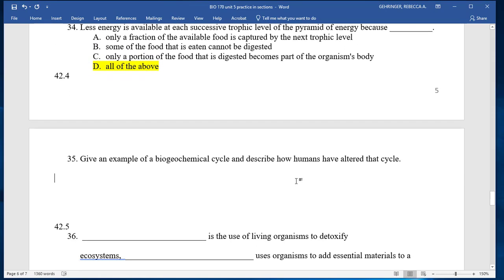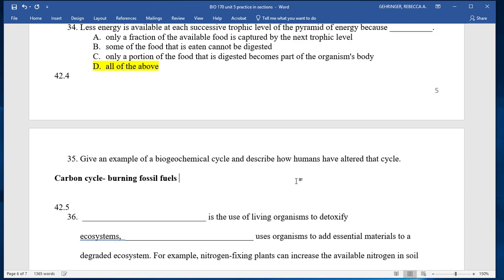35, give an example of a biogeochemical cycle and describe how humans have altered that cycle. I think kind of the most obvious one here would be the carbon cycle, but you could pick any of the other cycles. And this is kind of a good question to have a handle on there. So carbon cycle, and how have humans altered that? Well, burning fossil fuels is an obvious example of how humans have altered the carbon cycle.